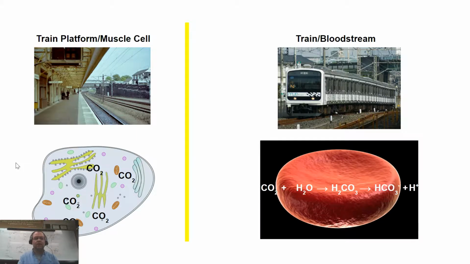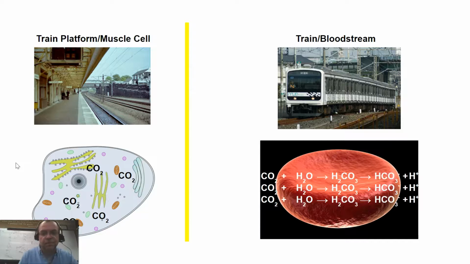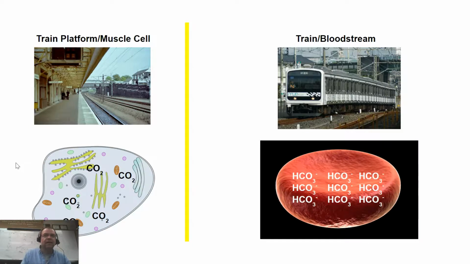So what happens now? We're going to do this a whole bunch of times because we're producing a lot of CO2 in the cell. There's a lot of CO2 coming from the muscle cell diffusing into the red blood cell, and therefore a lot of bicarbonate, HCO3-, and a lot of H+ protons building up. Let's take a look at the HCO3- first. That builds up inside the red blood cell to the point where it will diffuse out into the blood plasma, because there's a higher concentration of HCO3- within the red blood cell compared to outside.